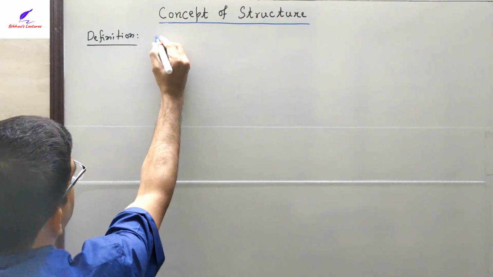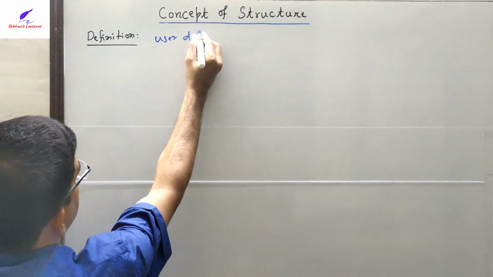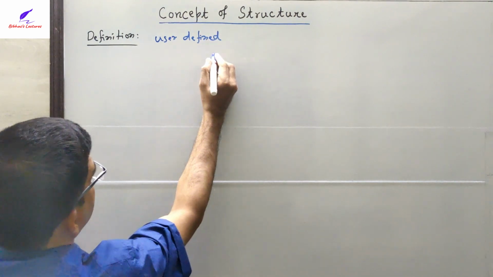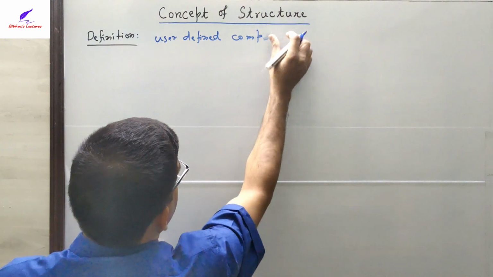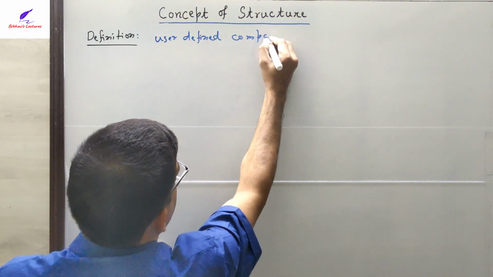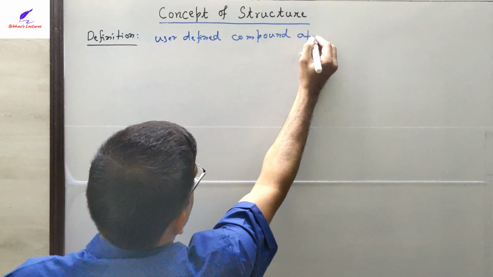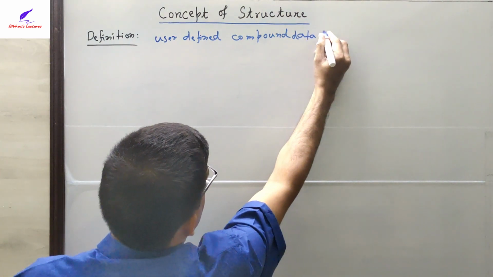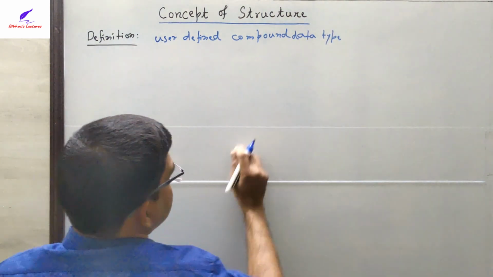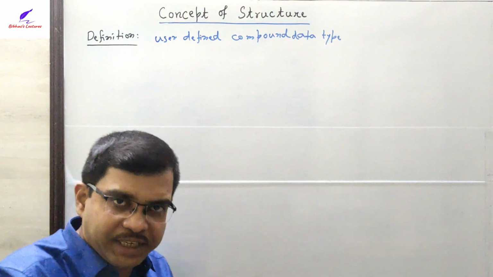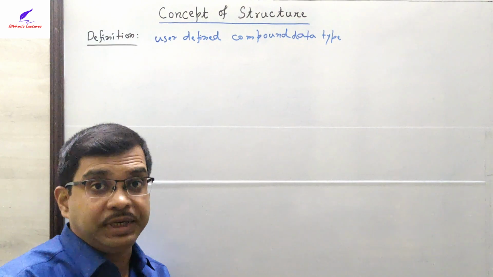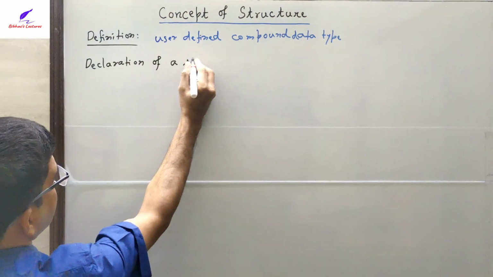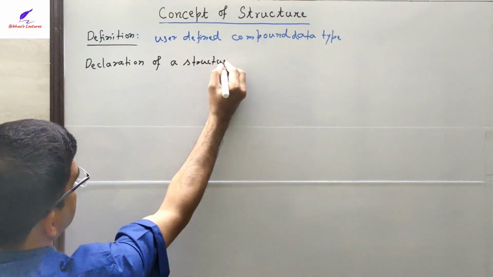It is actually a user defined compound data type, which is capable of storing heterogeneous type of values. Okay, so now we will check how to declare a structure. So, declaration of a structure.